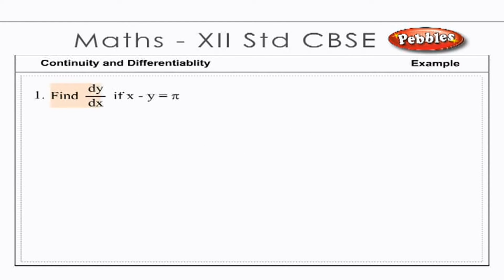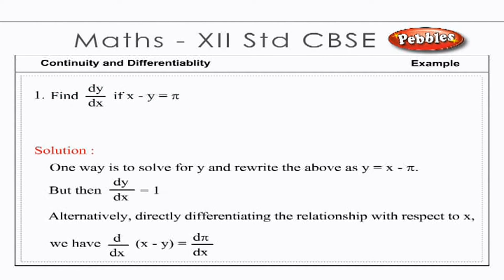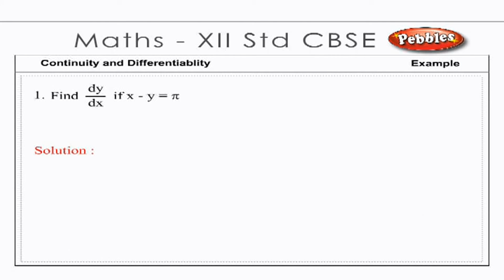Find dy/dx if x - y = π. Solution. One way is to solve for y and rewrite the above as y = x - π. But then dy/dx = 1. Alternatively, directly differentiating the relationship with respect to x, we have d/dx(x - y) = dπ/dx.